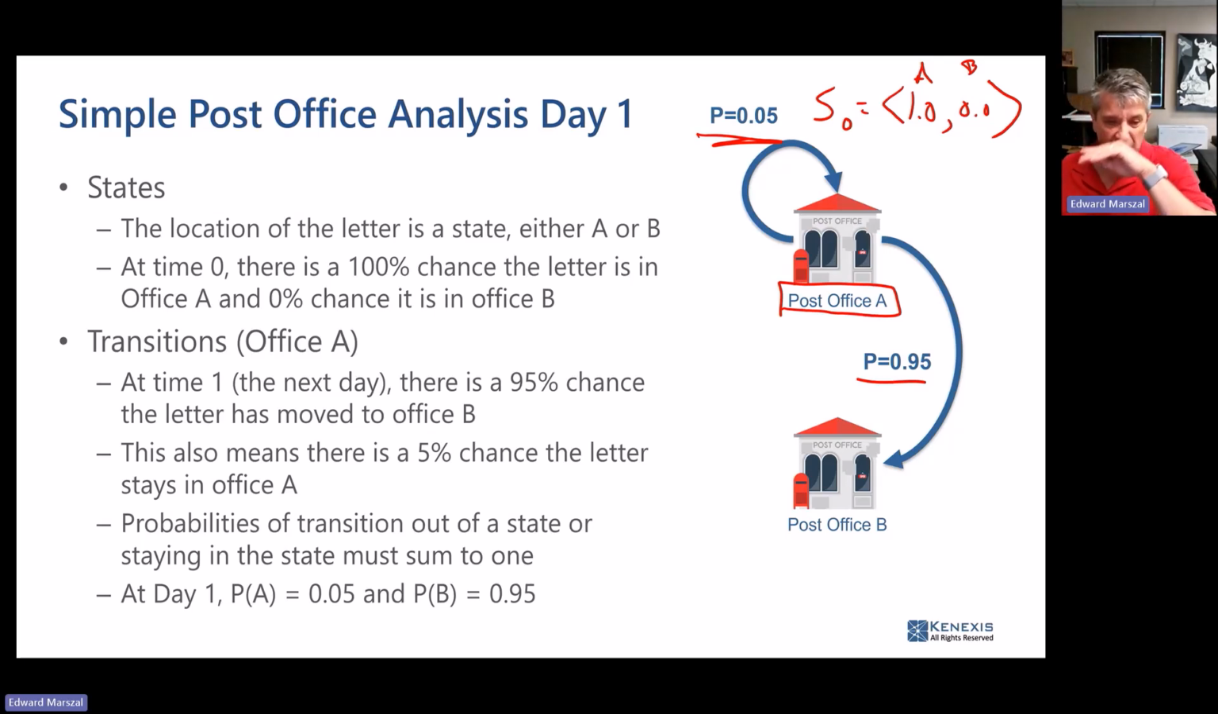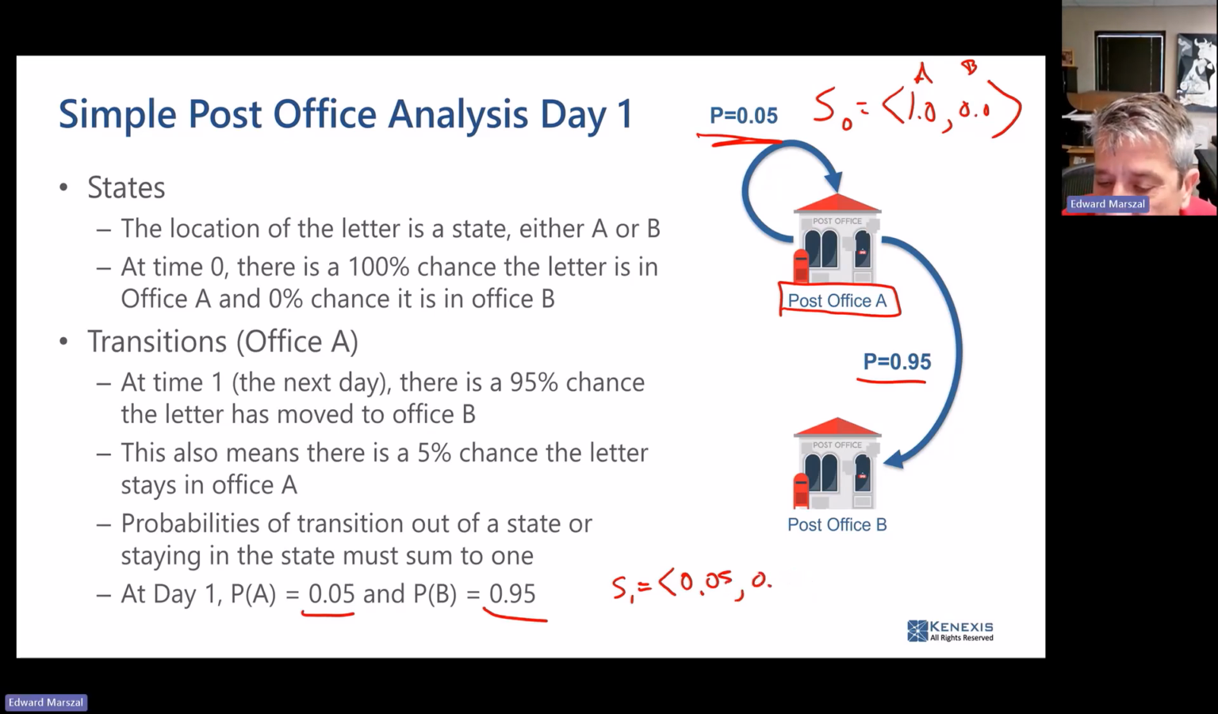Okay, so that's what you're looking at on day 0. So at day 1, because day 0 is when I drop it off, day 1, which is the next day, there is going to be a 95% chance that it's going to be in post office B, and a 5% chance that it's still sitting in office A. And the way we're going to draw that using our Markov model terminology is that the state vector at time 1 is going to be 0.95, 0.05.